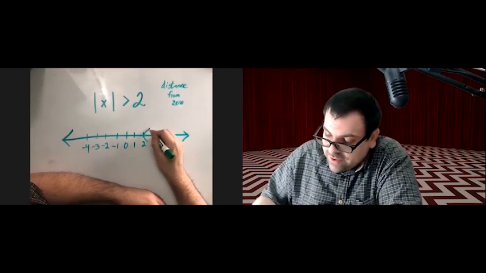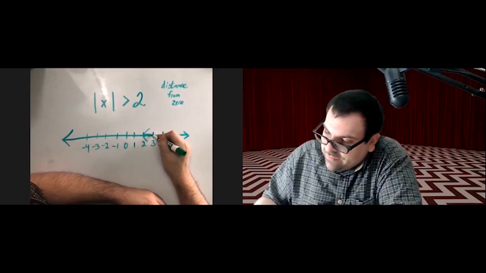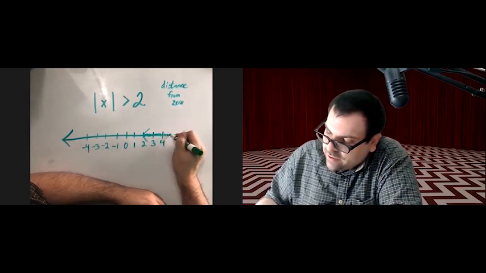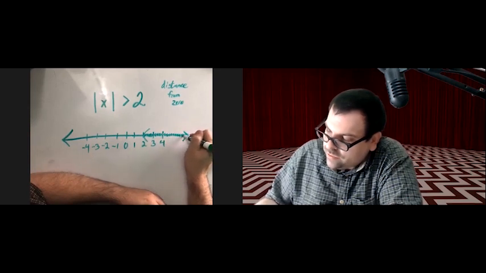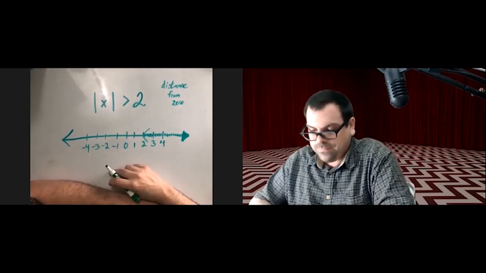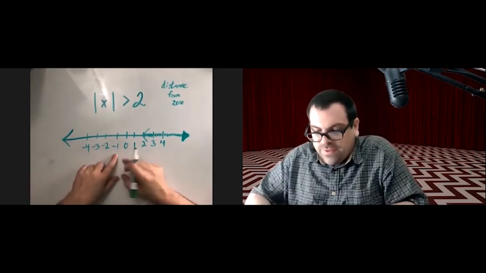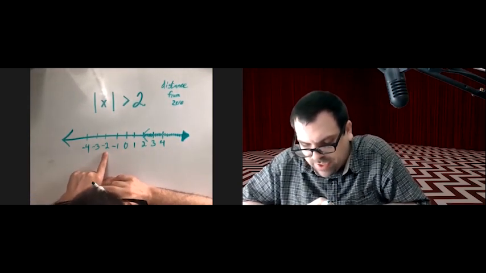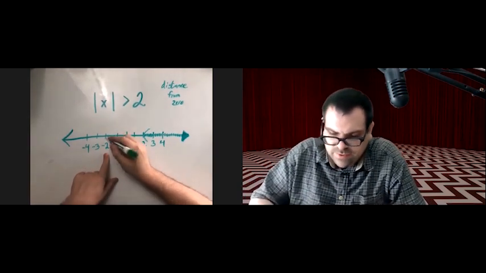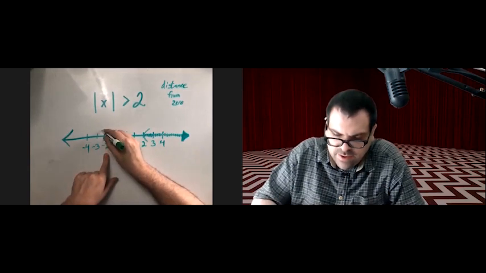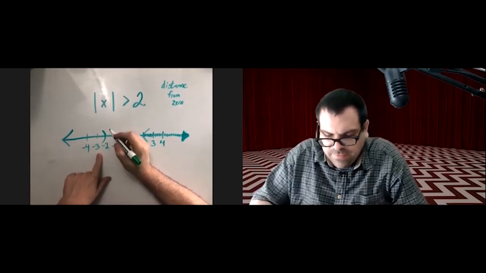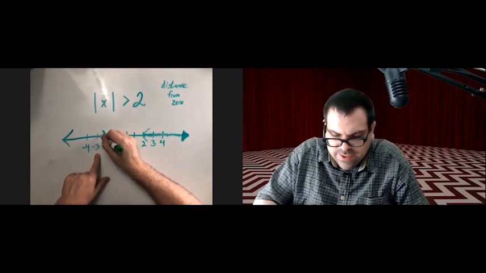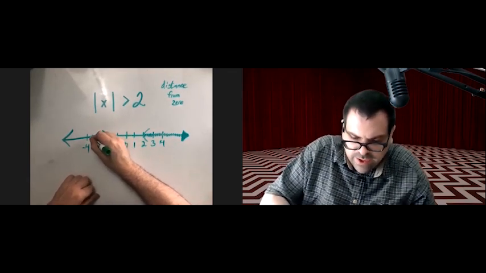So we'd use a parenthesis, and then this stuff is greater than 2, greater than 3, greater than 4, but that still just means it's all greater than 2. Over on this side, distance from 0 is less than 2. And then here, the distance from 0 would be 2. We can't use that. So parenthesis. But everywhere out here, the distance from 0 is greater than 2.